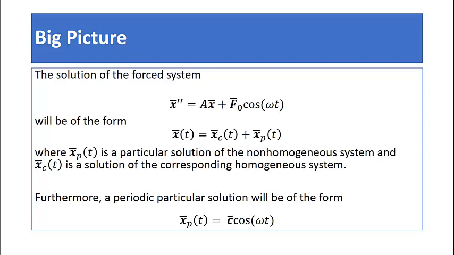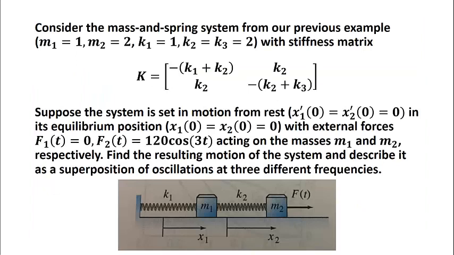Okay, let's do the example. All right, so we've got the mass and spring system from our previous example. We suppose the system is set in motion from rest, meaning x1 prime of 0 and x2 prime of 0 are both 0, and that it's set in motion in its equilibrium position, meaning that x1 of 0 and x2 of 0 are both 0.